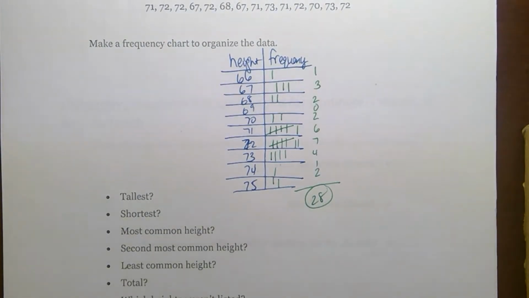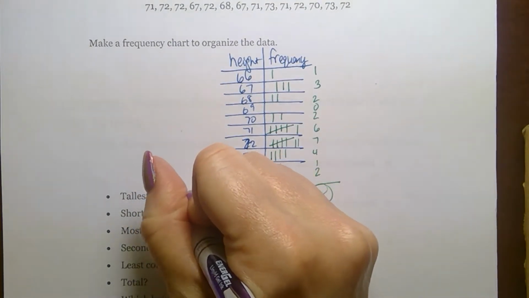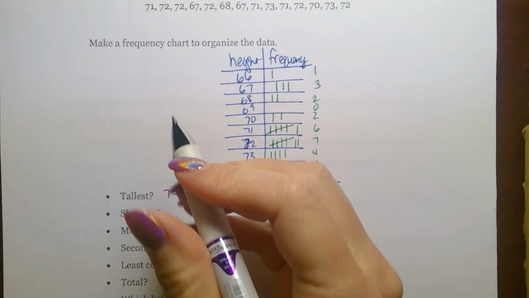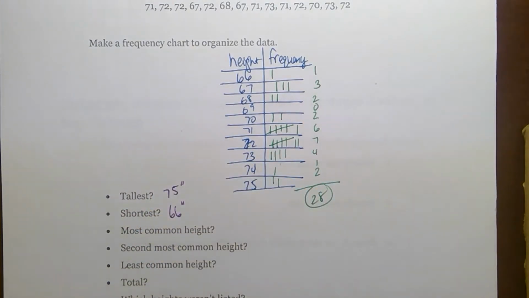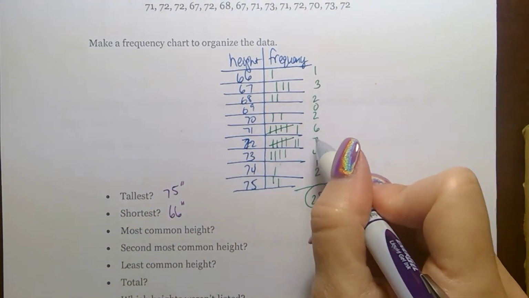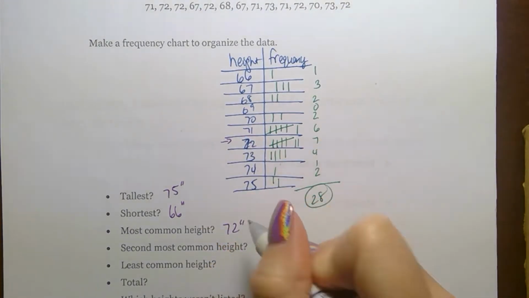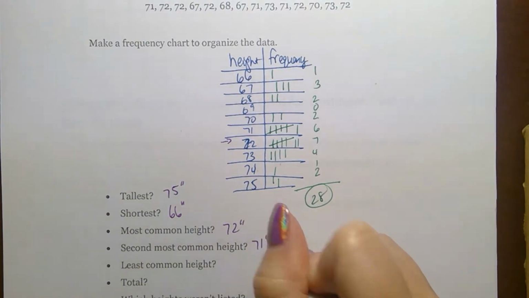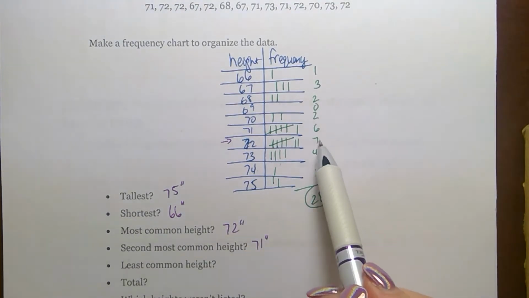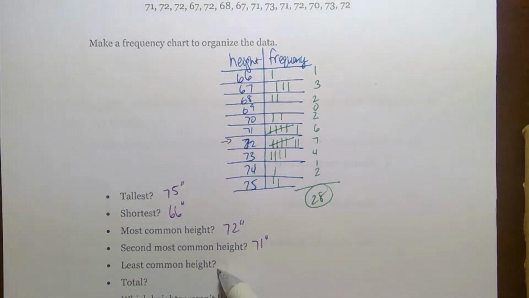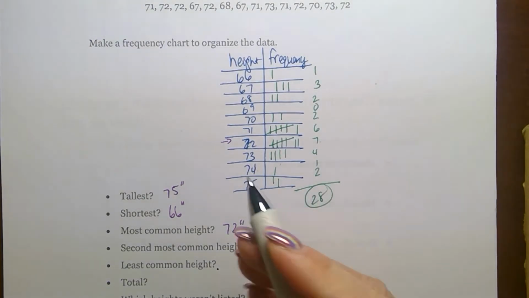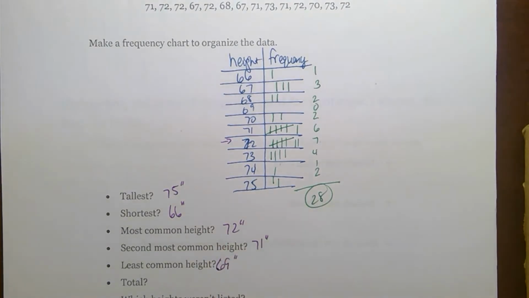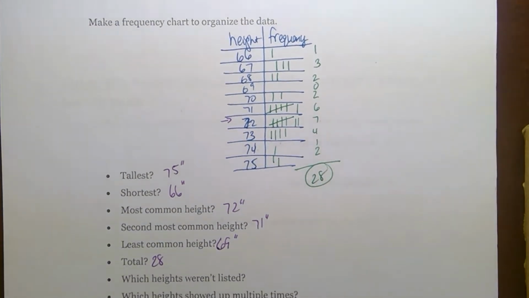All right, tallest. Well, the tallest student represented in this data set is 75 inches tall. The shortest was 66 inches. The most common height is the one that shows up the most at 72 inches, with the second most common height at 71 inches. The least common height would be 69 inches because no one is that tall. We've got a total of 28 students represented.